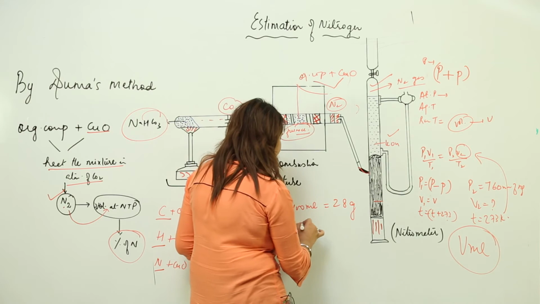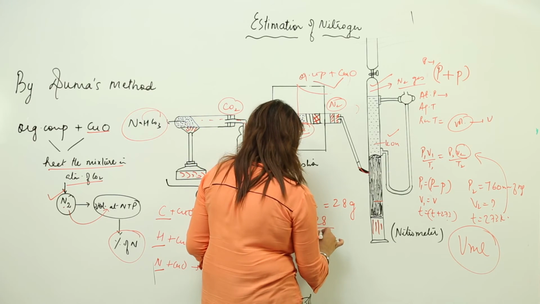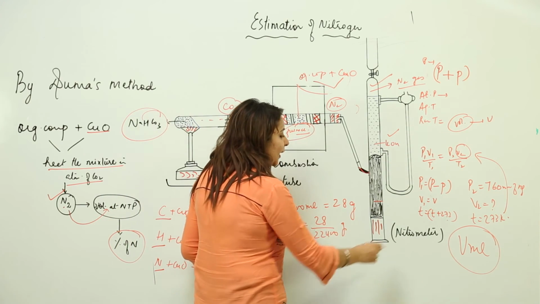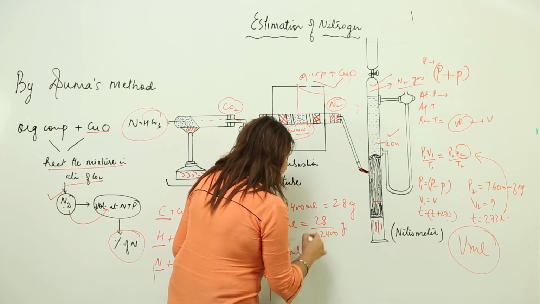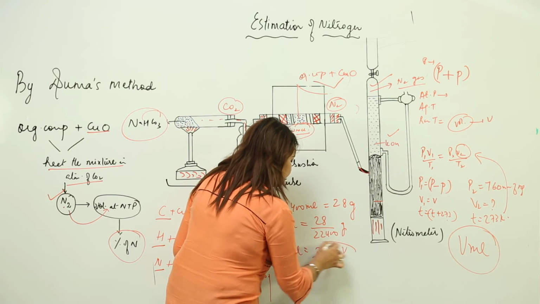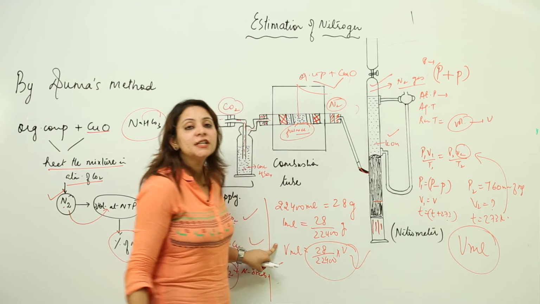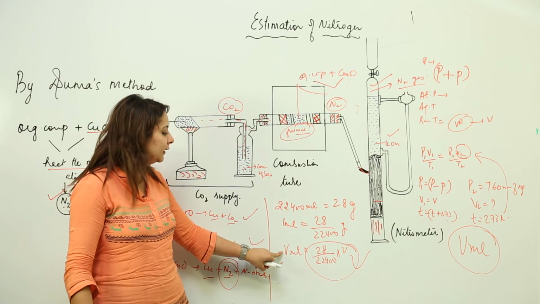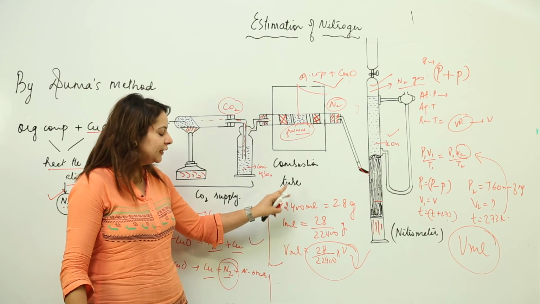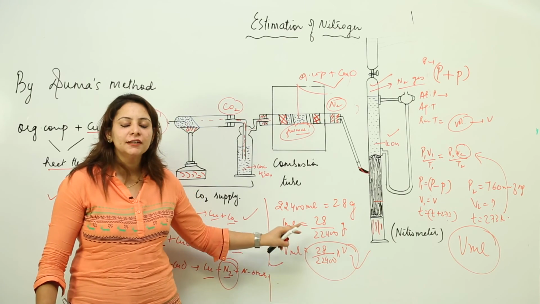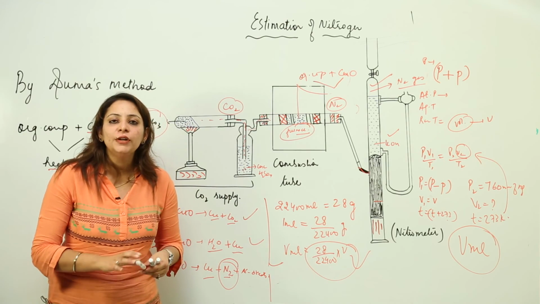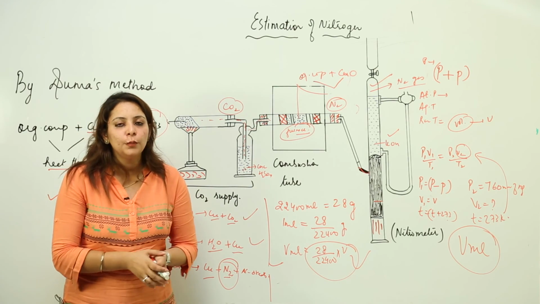So 1 mL will have how much mass? 28 divided by 22400 grams, right, and we are looking for V mL. So V mL will have mass equal to 28 upon 22400 into V. This will be the mass of the nitrogen which is present in the given sample, from which we get the percentage of nitrogen. So this is how you can calculate nitrogen by using the popular Dumas method.